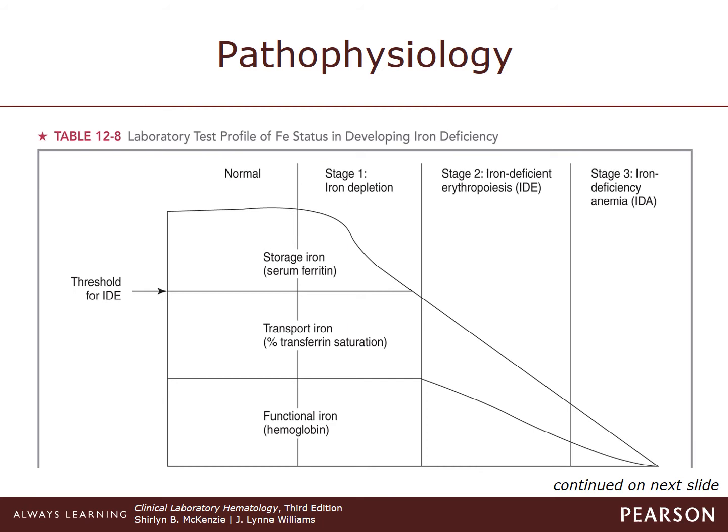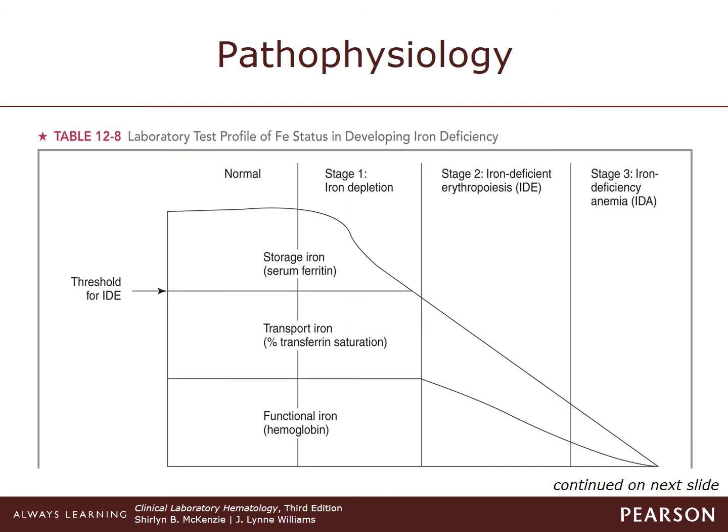In stage 2, we have iron deficient erythropoiesis. So there's insufficient iron to insert into that protoporphyrin ring. So protoporphyrin accumulates in the cell and complexes with zinc to form a compound, ZPP. Now the red cells are going to start to look microcytic. Anemia and hypochromia may be very mild at this stage.